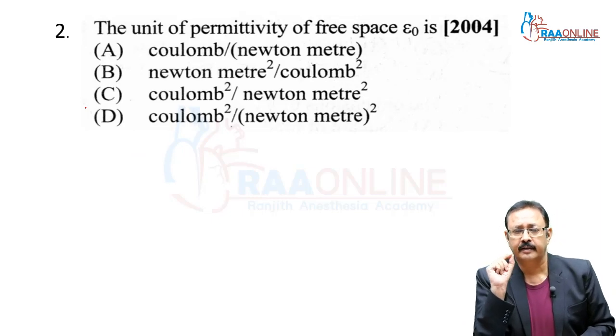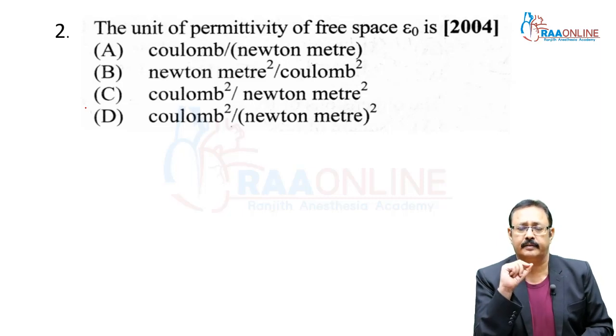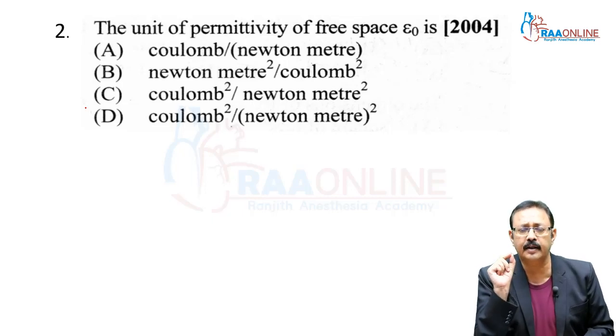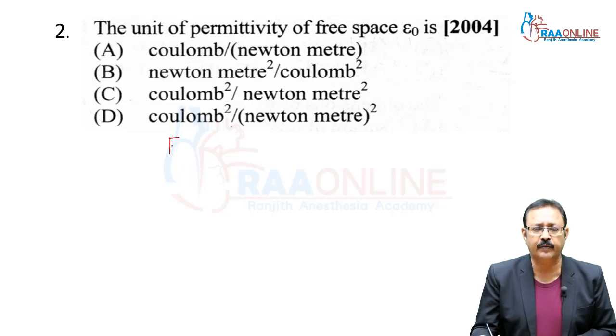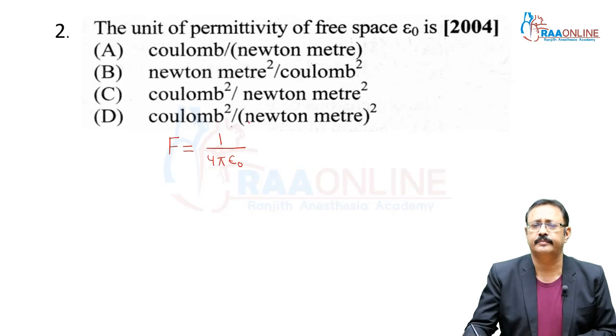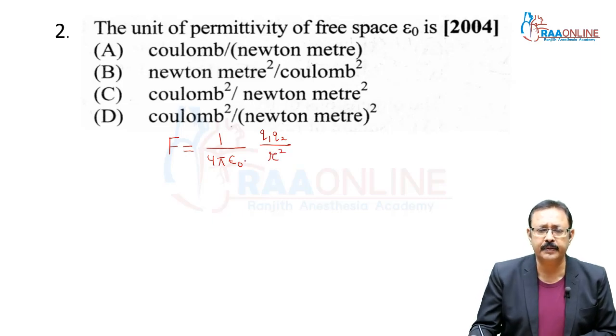Again, 2004 is there. The unit of permittivity of free space, epsilon naught, is. First thing, you read this permittivity in your 12th class syllabus, when you studied Coulomb's law. F is equal to 1 upon 4 pi epsilon naught Q1 Q2 by R square. Epsilon naught was there.